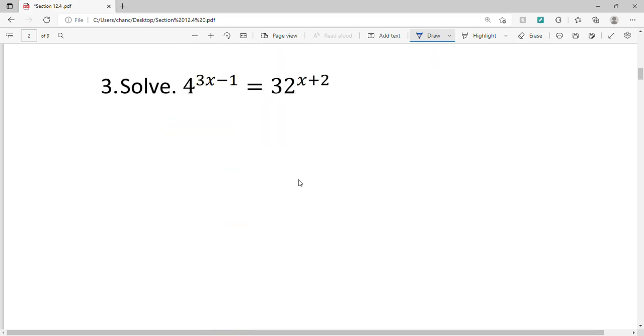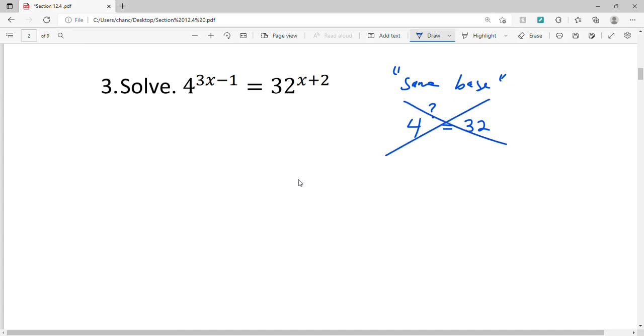In example 3, again, the strategy is to get the same base. On the left, we have a base of 4. On the right, a base of 32. I want to ask 4 raised to what power is going to give us a 32? 4 squared is 16. 4 cubed, that is 64. And so we cannot make a 4 raised to a whole number equal to 32. So this strategy doesn't work.